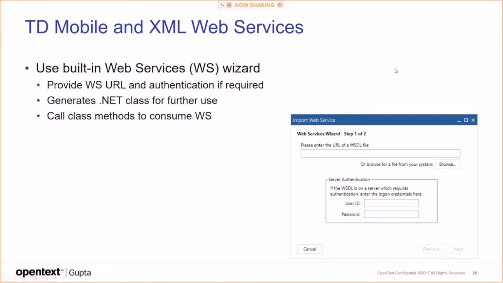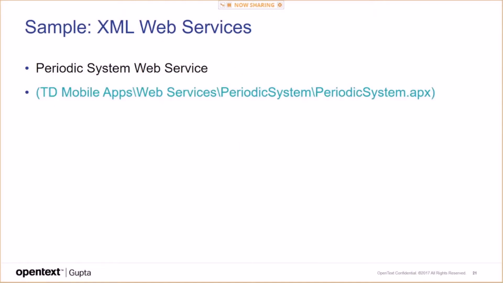You can also use XML web services. We had that from the beginning. You can use the built-in web services wizard. You provide the web service URL, which you put into that wizard here, and you generate a .NET class for further use. That's just like with teamdeveloper.net. And you can call the class methods to consume the web service at the end in your backend code. So I do have a sample for that as well. Just need to check where that is. Okay.